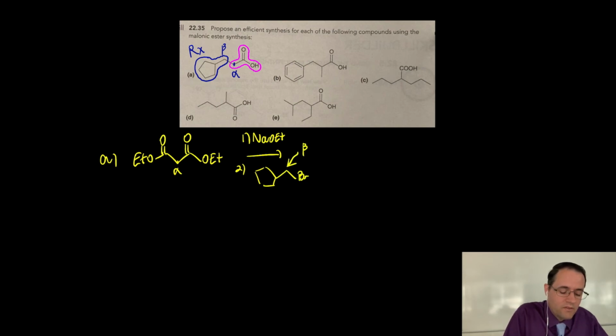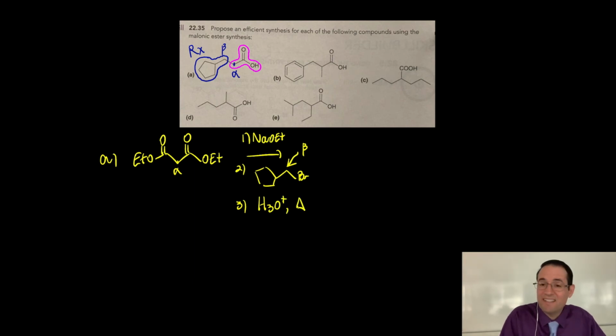and this is going to become the beta carbon. It's not the beta carbon of an alkyl halide, but it's the blue beta that I've highlighted in the final product that we're trying to synthesize. And then remember, you would add H3O plus, and don't forget to add heat. And that's going to give you the molecule that we have right there.